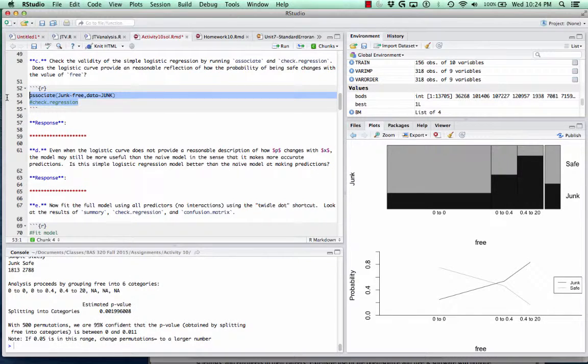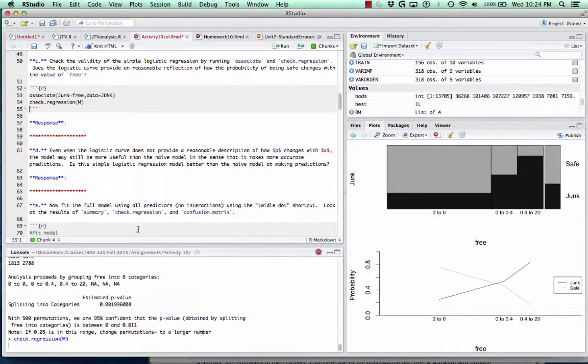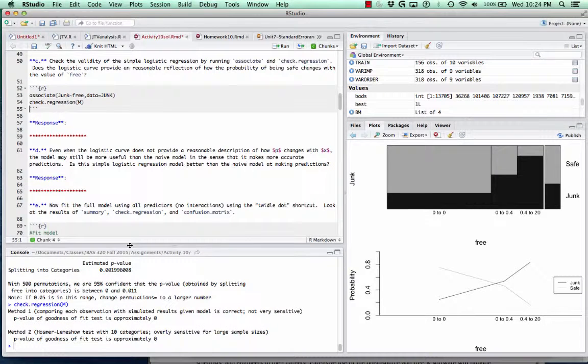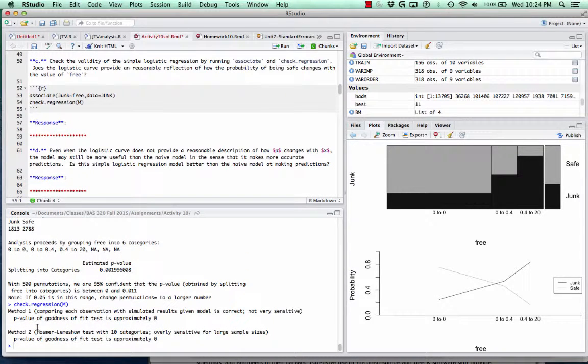We can get a more formal opinion by running check regression on our model, and this will provide us with two tests, a strict test and a pretty lenient test. So method 2 is the strict test, and very often we'll fail that, especially for larger sample sizes. We have over 4,600 emails, so it's actually no big surprise that we fail the goodness of fit test here. The p-value is less than 5%.